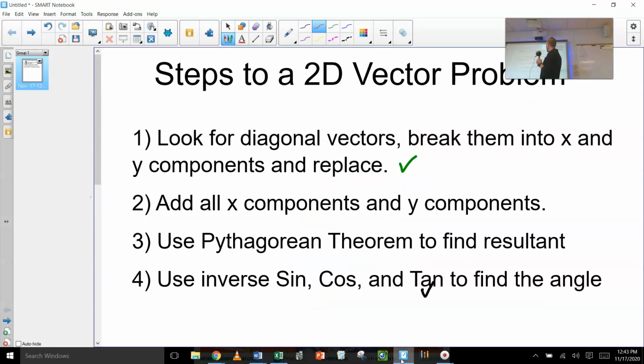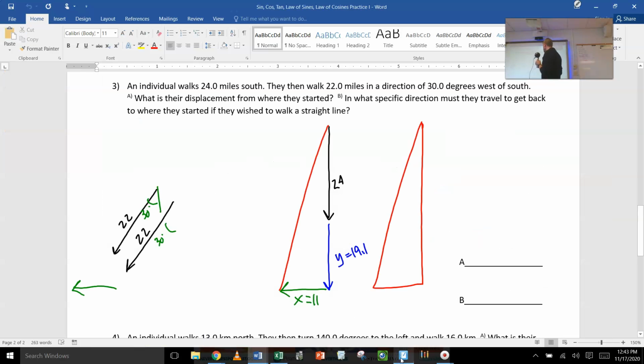When I add up all the x and the y components to then use the Pythagorean theorem, all I'm really doing is building towards one large triangle to do the Pythagorean theorem on. So if I add up all the x's, there is only one thing in the x direction, and that's a negative 11. It's negative because it's going to the left. I'm going to add up all the y things, and they're all negative too. Negative 24 minus 19.1, and that equals 43.1.